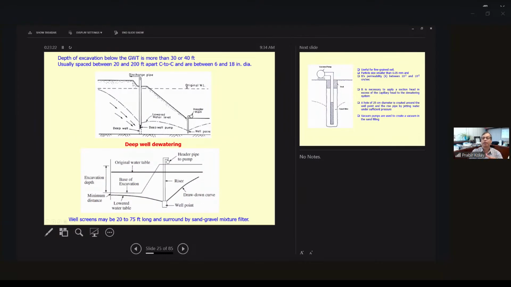The depth of excavation is more than 30 to 40 feet, and wells are usually spaced between 20 to 200 feet from center to center, and between 8 inches to 16 inches in diameter. Also, you can see here, the well screen may be used 22 feet long, surrounded by the sound gravel. So again, depending on what type of soil is there, you can use that well screen.